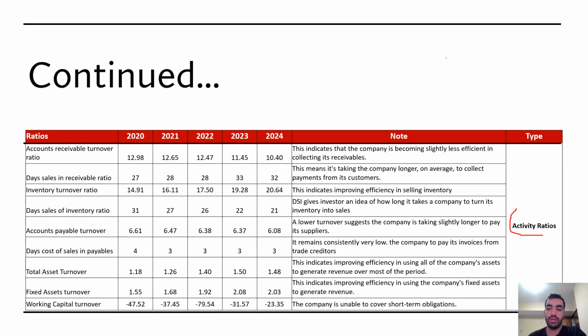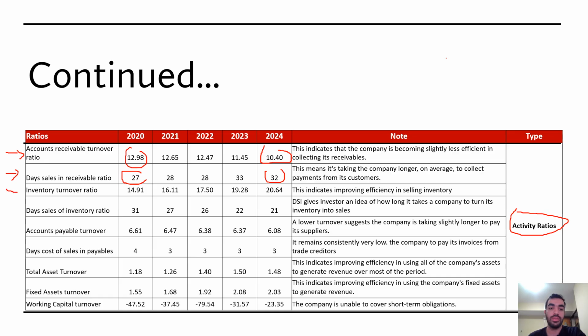Let's look at another type, the activity ratios. I'm beginning with the accounts receivable turnover ratio. Now we see that it is declining from 2020 to 2024, to around 10.40. So it shows slow receivables collection. Now we see that days sales in receivables is increasing from 27 to 32 days. So it means longer payment collection times.